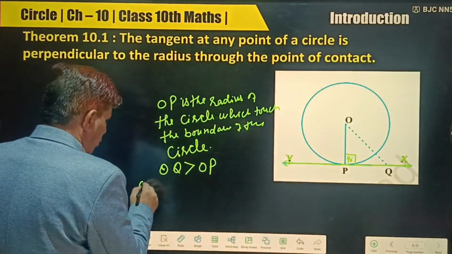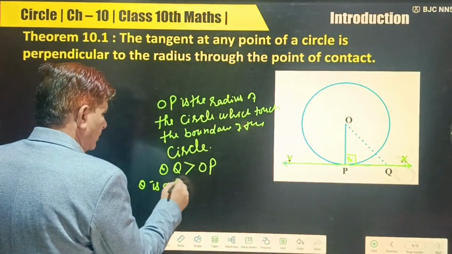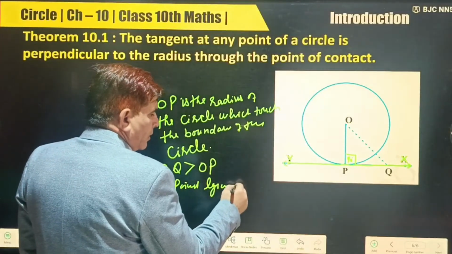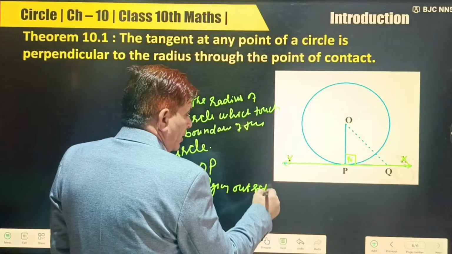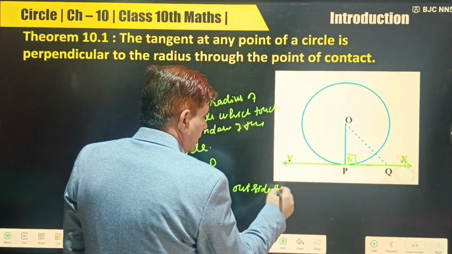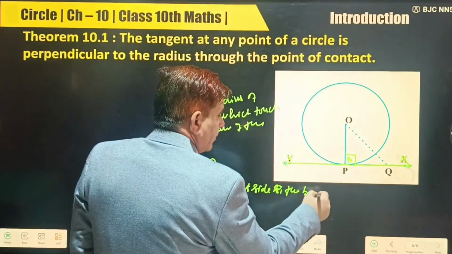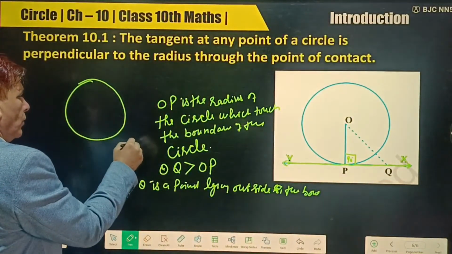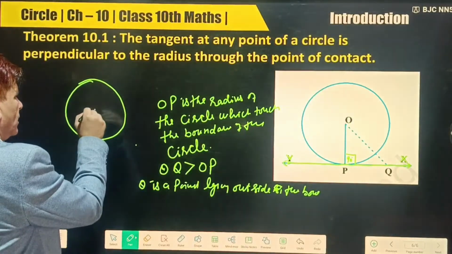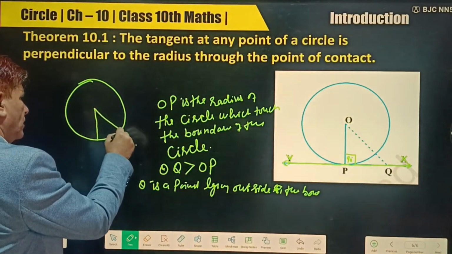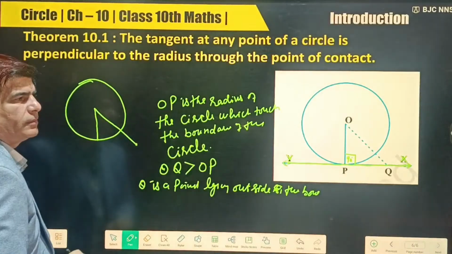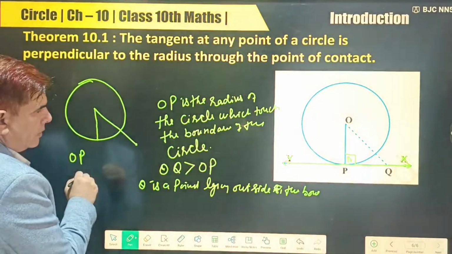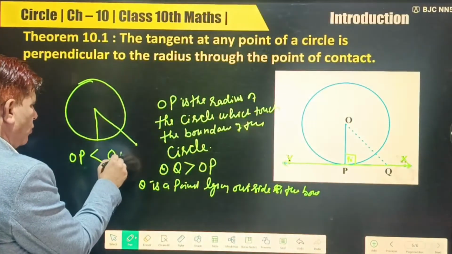Why? Because Q is a point lying outside the boundary. We have a circle with one point lying here and one point lying here. This is the center, so definitely this is greater than this. So OP is less than OQ.